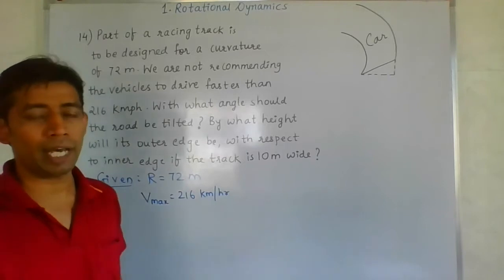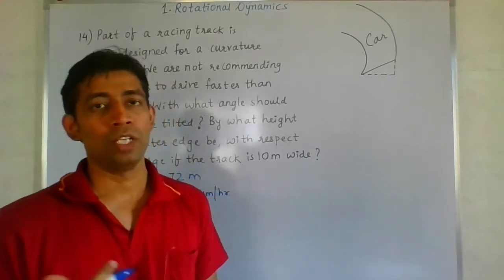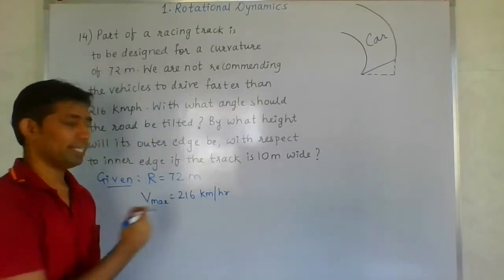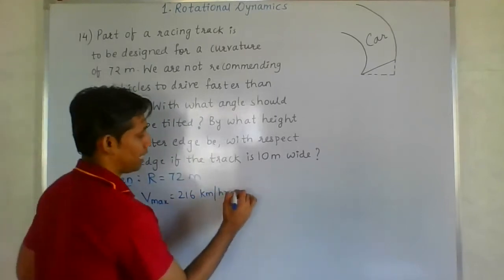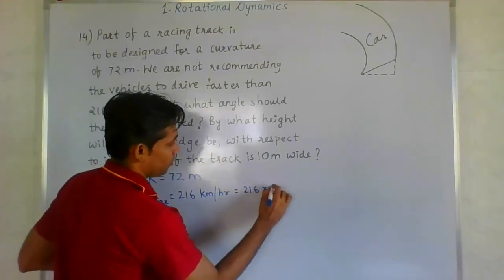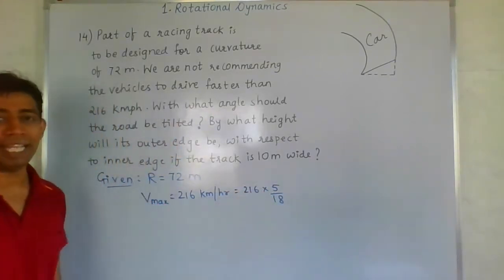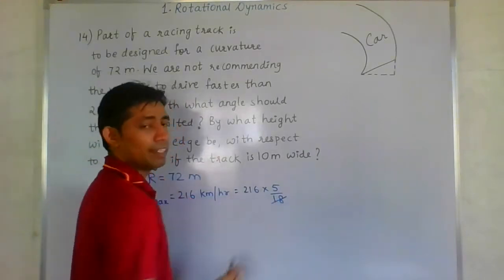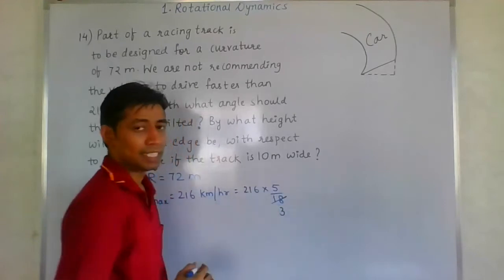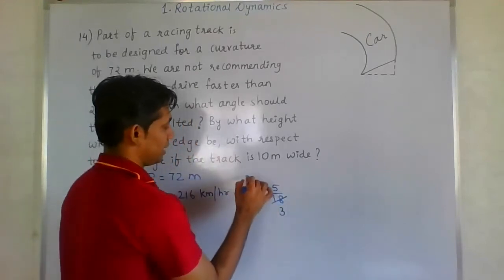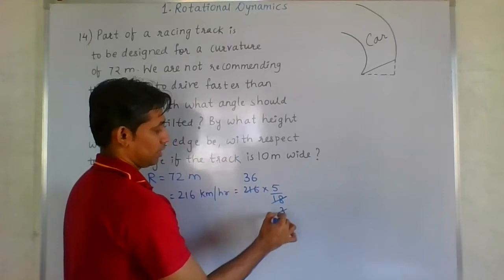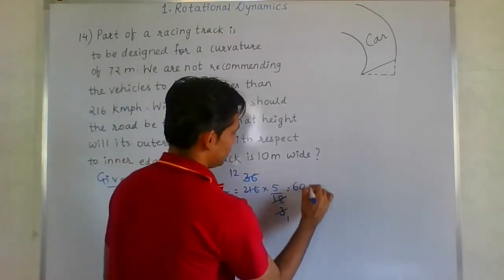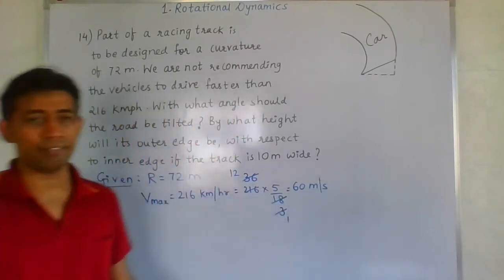Now kilometer per hour is not the standard unit of velocity, so we have to convert it into meter per second. How do we convert to meter per second? We have a shortcut: multiply this value by 5 and then divide by 18. This will be in meter per second. If you observe, divide by 6: 3 sixes are 18, and 216 divided by 6 gives 36. 3 times 12 is 36, so this gives 12. So 12 fives are 60. Okay, this is the velocity.